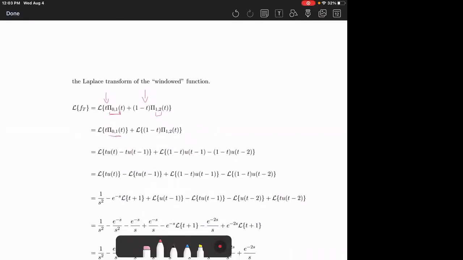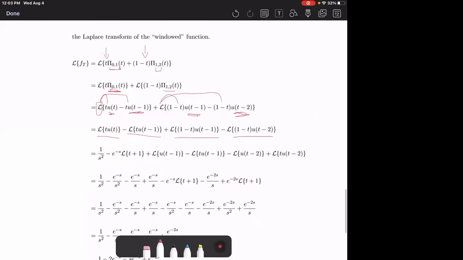Now, we know what these window functions actually are in terms of step functions. This is equal to u of t minus u of t minus 1. And this is equal to u of t minus 1 minus u of t minus 2. Now we're going to use the linearity of our Laplace transform to carry it through. So we take the Laplace of this and subtract the Laplace of this, and so on. So we now have 4 Laplace transforms that we are going to try to solve. And these will all be solved using our rules from the previous section.